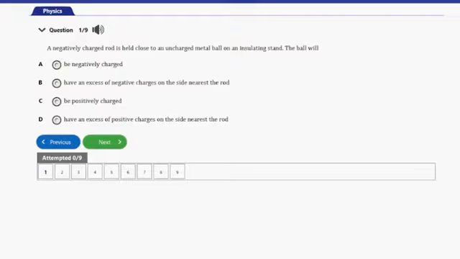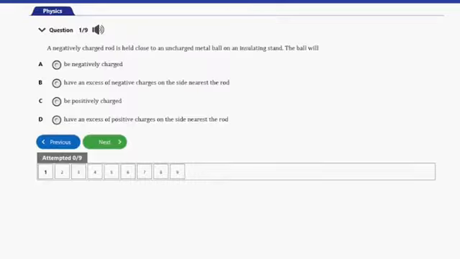It says, a negatively charged rod is held close to an uncharged metal ball on an insulating stand. The ball will A. Be negatively charged, B. Have an excess negative charges on the side nearest to the rod, C. Be positively charged, and D. Have an excess positive charges on the side nearest to the rod.